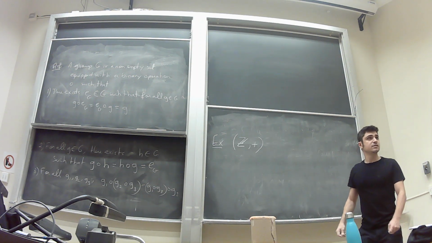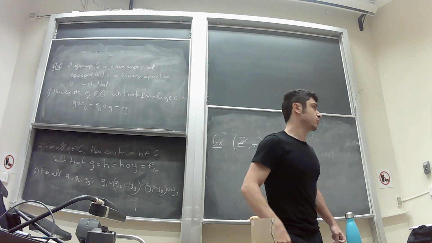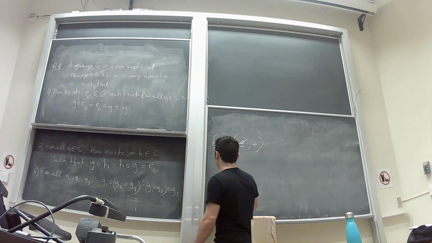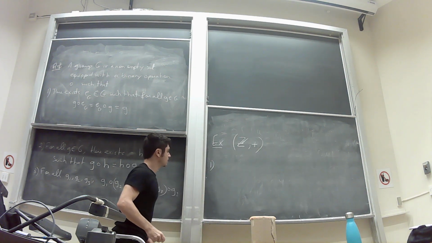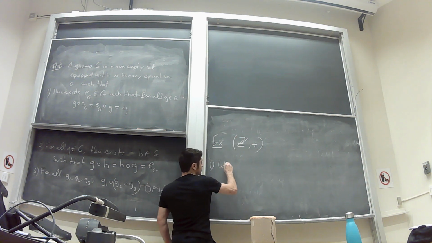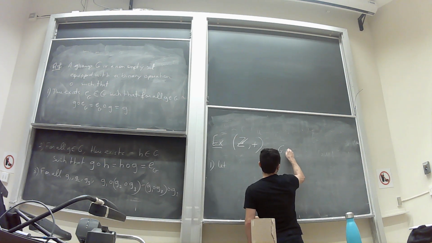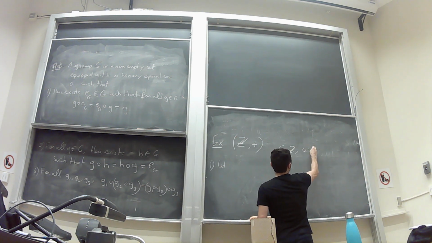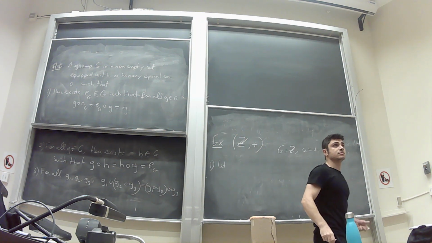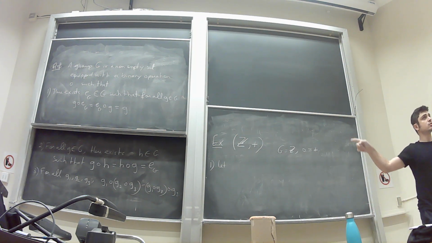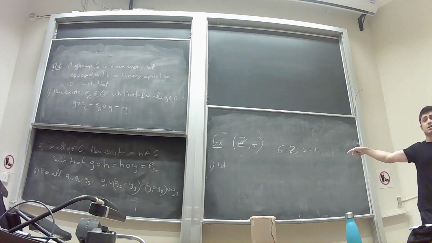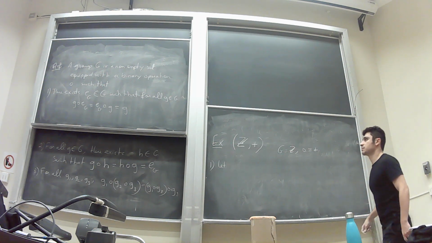Let's check that. Is it true or not? Is it true that Z plus is a group? Let's see. So technically here, what do you have? You have G is equal to Z, and the circle operation is the addition of integers, right? Circle is addition of integers in this case, and G is equal to Z.